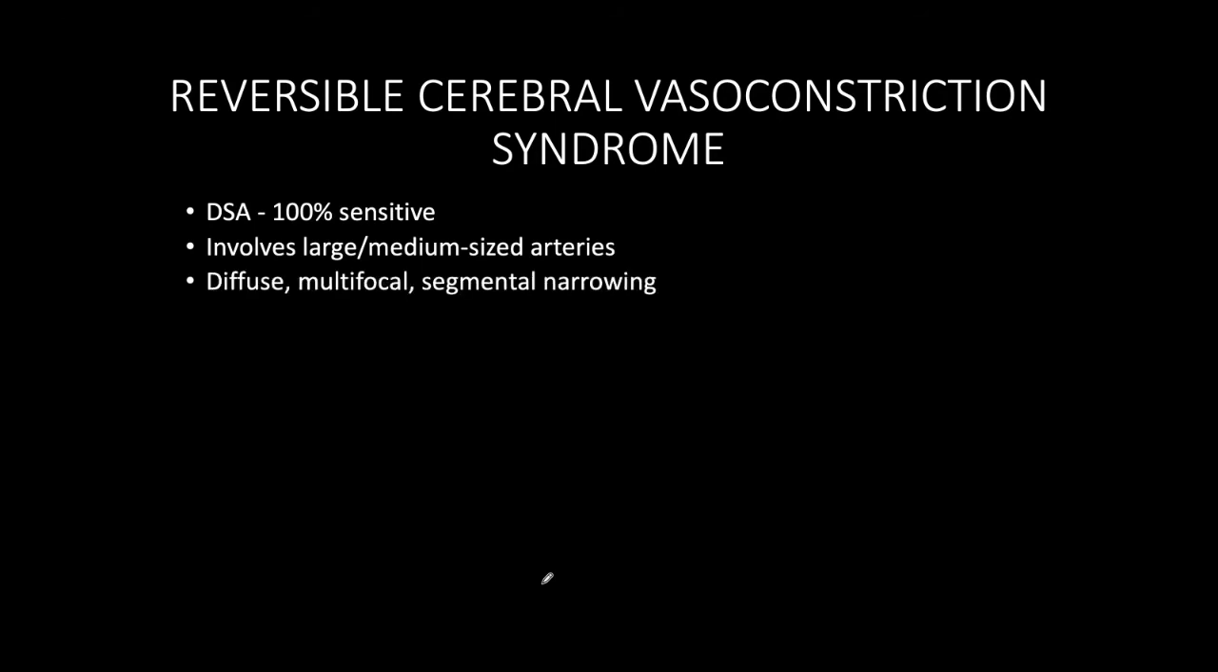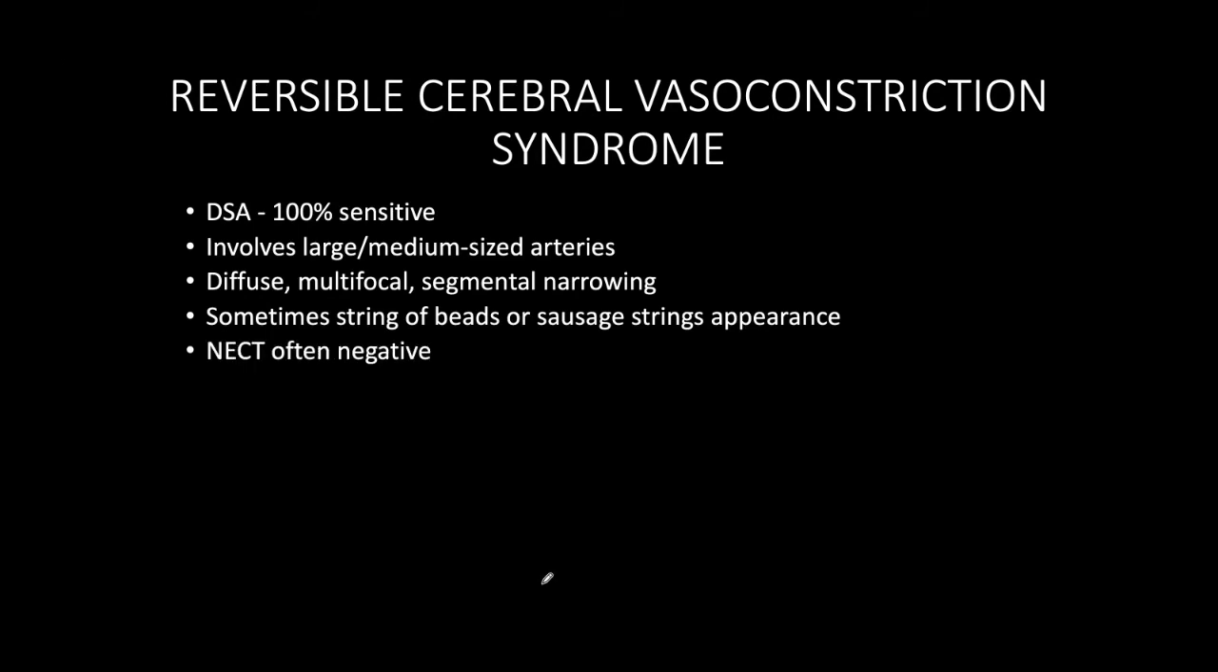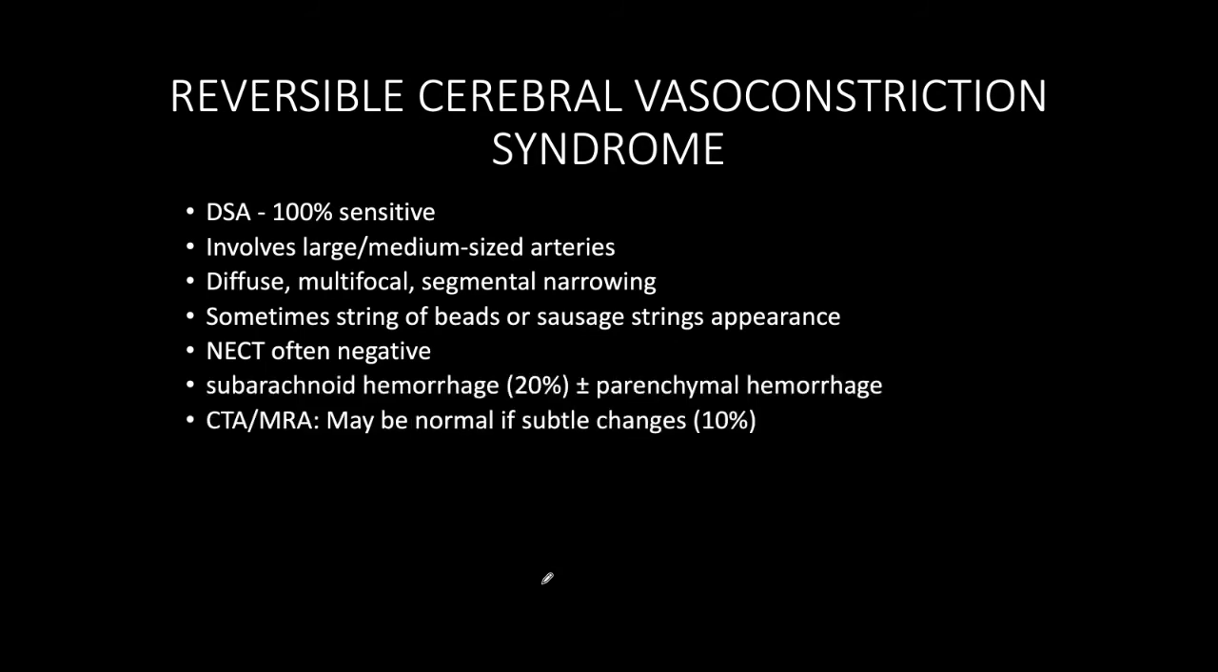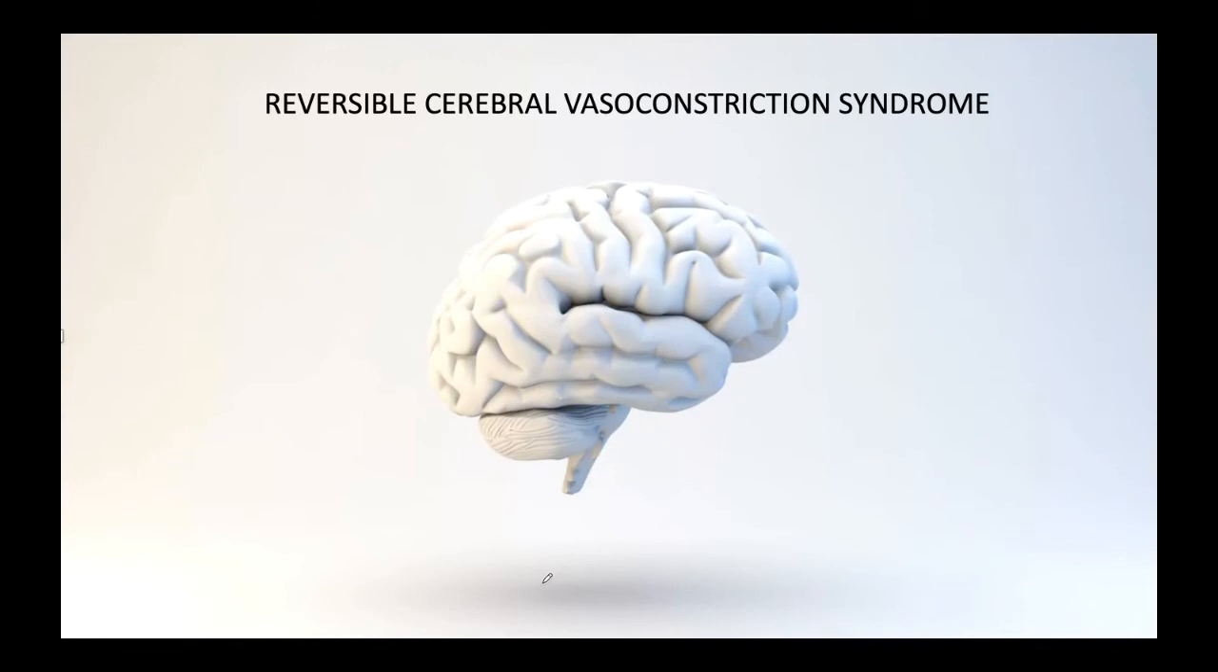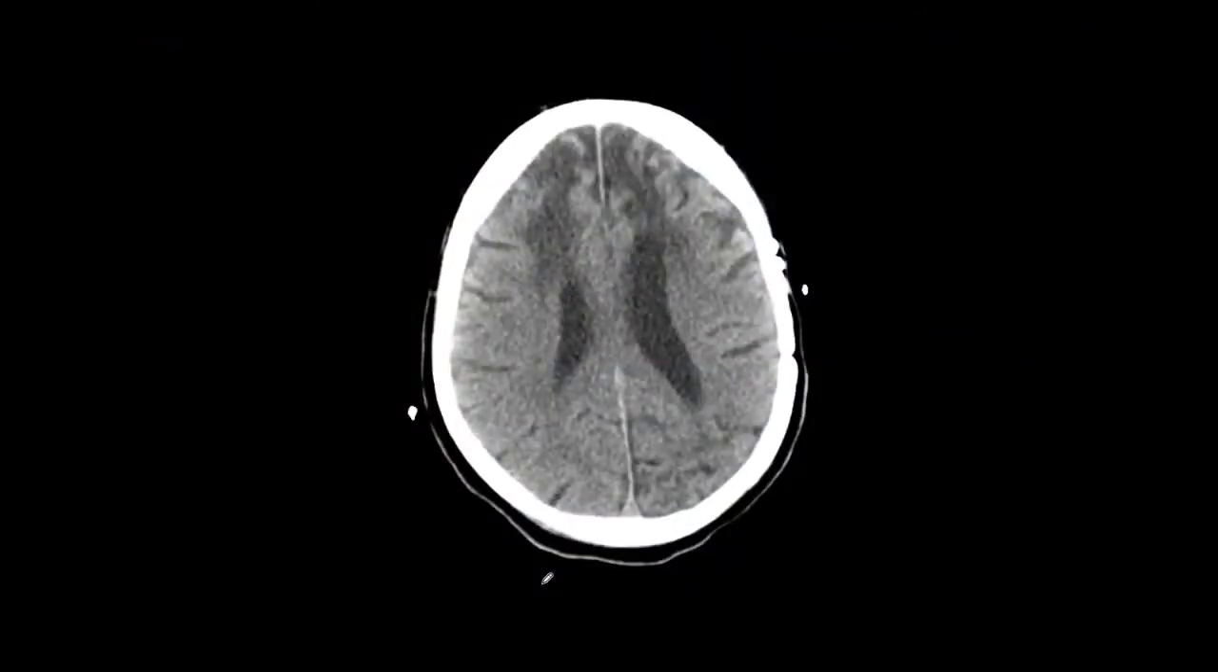How do you really tell it? DSA, which is digital subtraction angiography, 100% sensitive. It involves large and medium-sized arteries. It will be multifocal, diffuse segmental narrowing. It gives a string of beads and sausage appearance. You know, you saw this narrowing, then a little dilatation kind of an appearance. A lot of times the non-enhanced CT doesn't even show anything. Sometimes you can see hemorrhages like subarachnoid hemorrhage, convexal canal hemorrhage. CT and MRA may also be normal. Subtle changes you may be able to see. And if you see, you'll see varying areas of constriction. So that is reversible cerebral vasoconstriction syndrome.